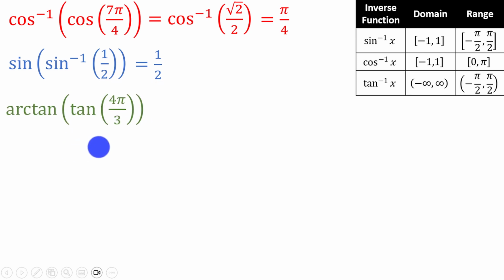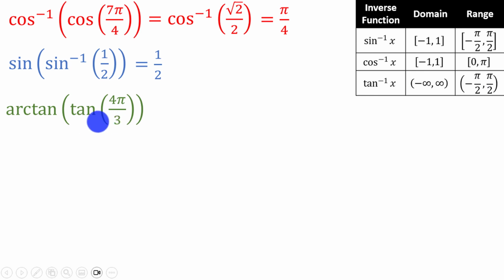How about the arctangent of 4 pi over 3? Okay, remember arctangent is just a fancy way of saying inverse tangent. So we have the inverse tangent of 4 pi over 3. So we would look at our inverse tangent function and we would see that the range is negative pi over 2 to pi over 2. So as long as this angle is between negative pi over 2 to pi over 2, then we can just copy this over as our answer. But in this case, that is not true. 4 pi over 3 is outside of this range. So we will have to evaluate this directly.